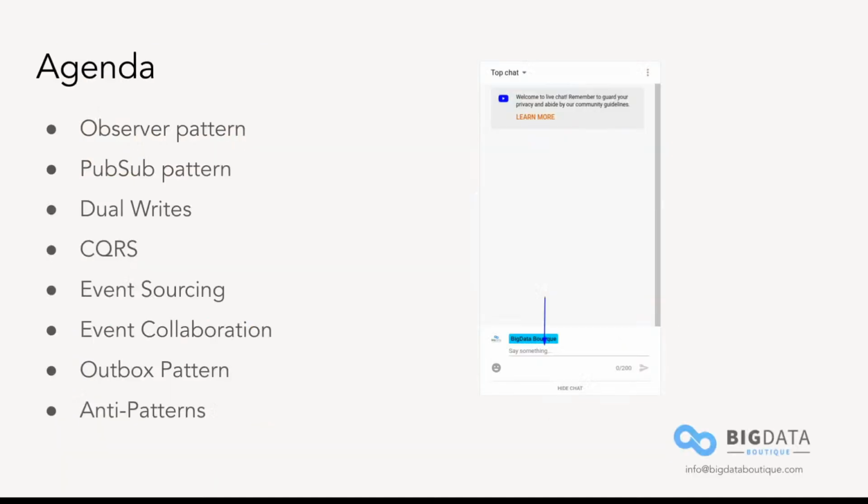Today we are going to speak about usage patterns for Kafka. Different patterns to understand how we can use Kafka, also from an architecture point of view.